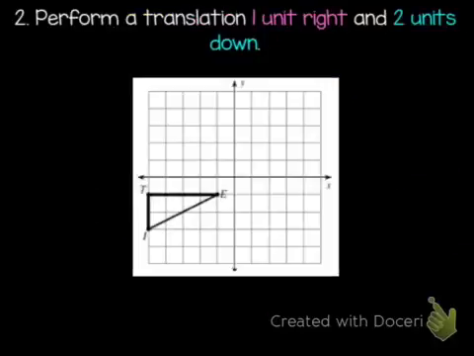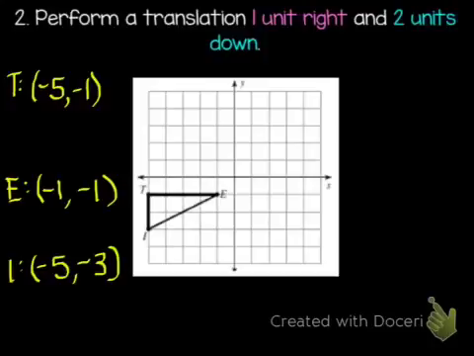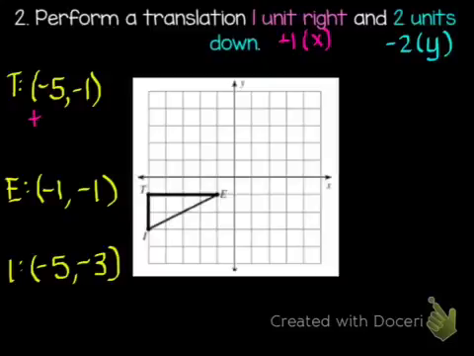Okay, question number 2: perform a translation of 1 unit to the right and then 2 units down. If you want to look at this from the point of view of our coordinates, you could go ahead and list those off to the side. Moving 1 unit to the right is going to be plus 1 on our x coordinate, and 2 units down is going to be a minus 2 on our y coordinates. So over on these coordinates, which I've listed from where they're located on this graph, you can add 1 to each x.